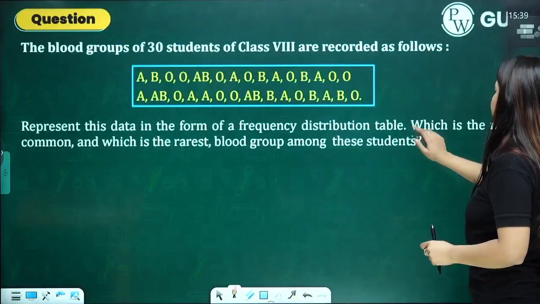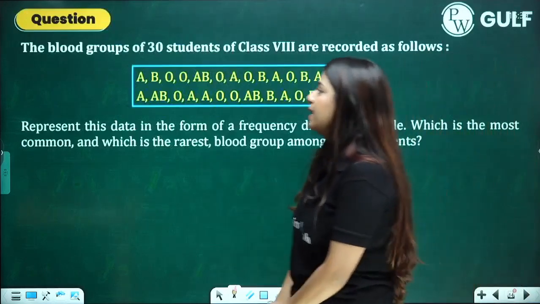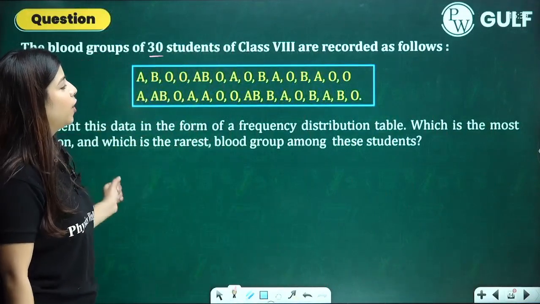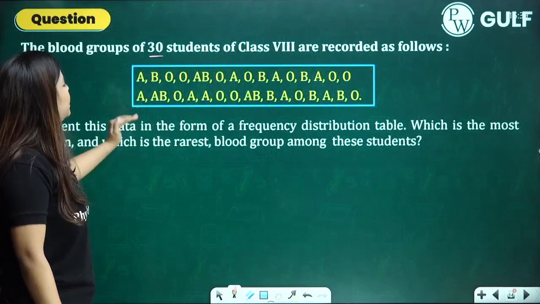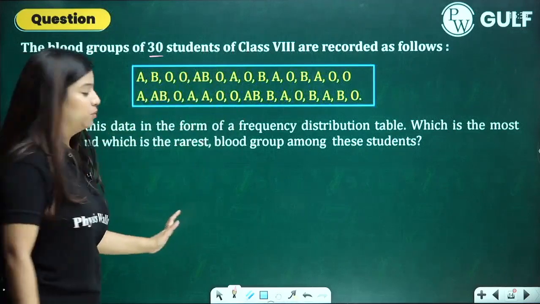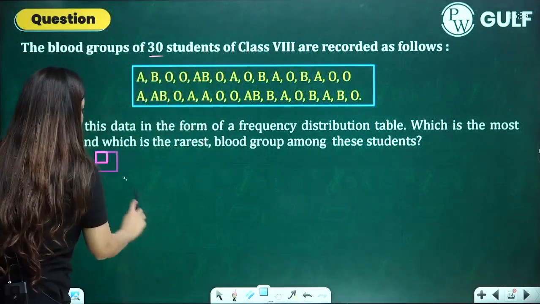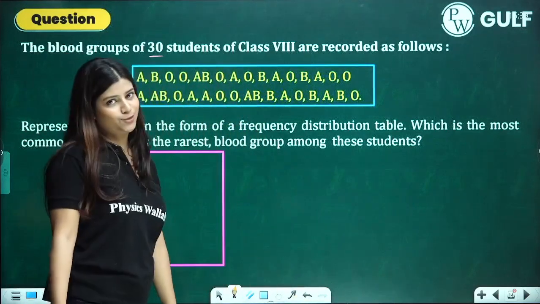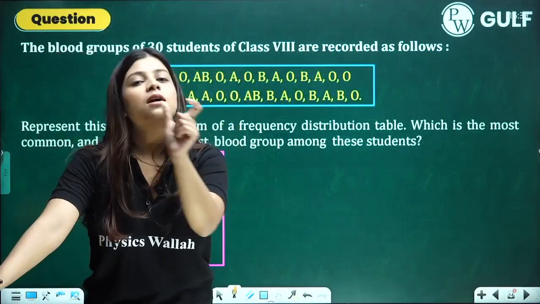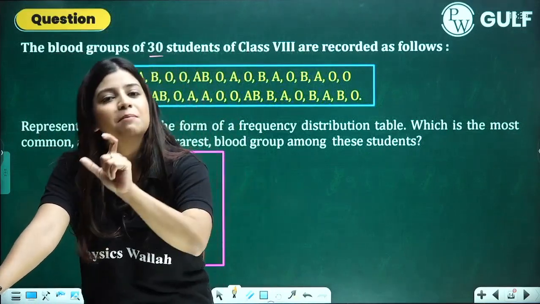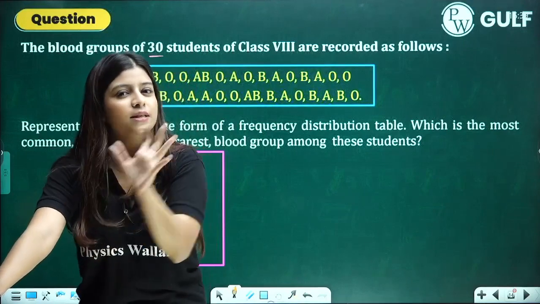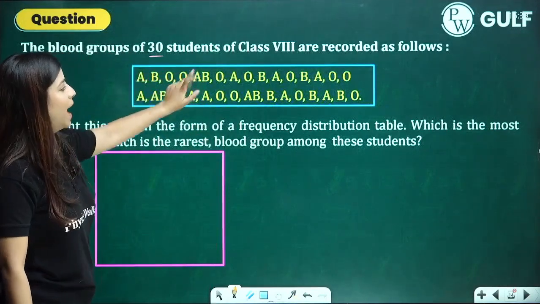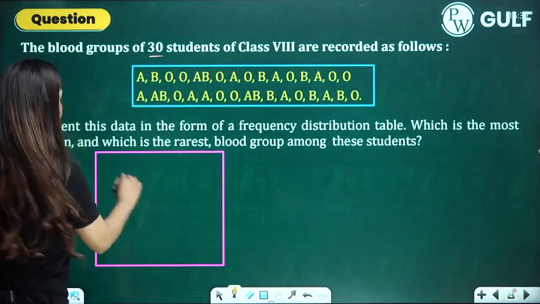The next thing, let's go to the question. It says the blood group of 30 students of class 8 are recorded as follows. Represent this data in the form of a frequency distribution table. So for this, what we have to do is make a table that is known as the frequency distribution. That means this blood group is by this many students, this one is by this many people, this one is by this many people. So we have these blood groups, that is A, B, O and AB. These are the 4 blood groups that we can see.